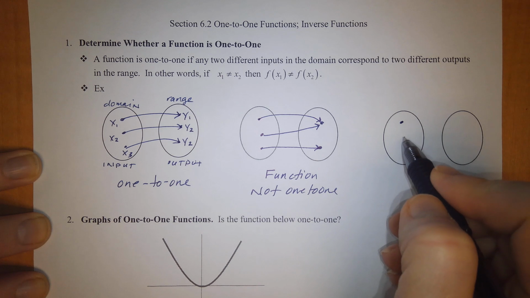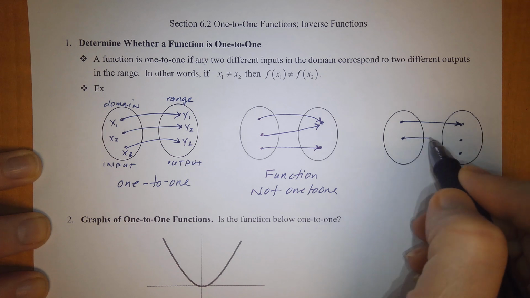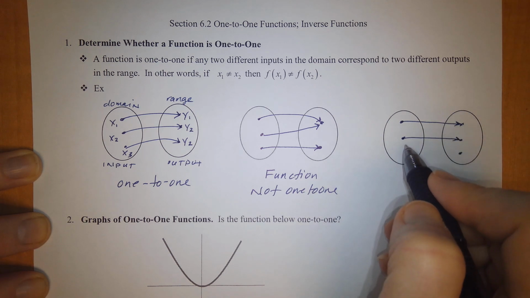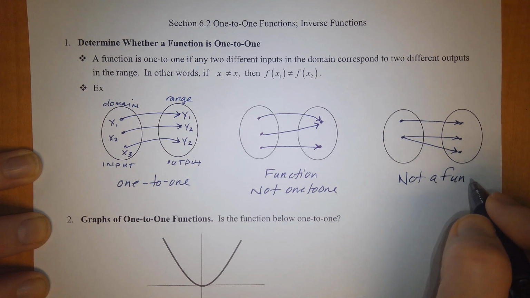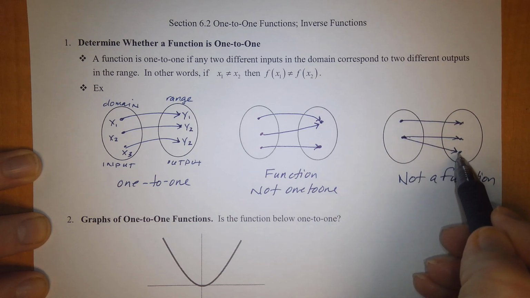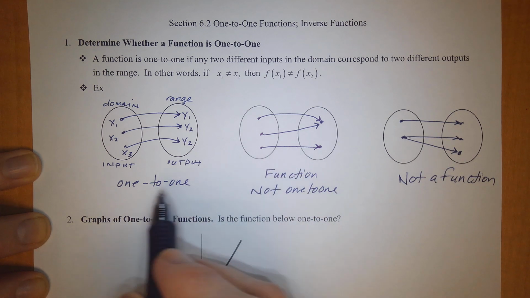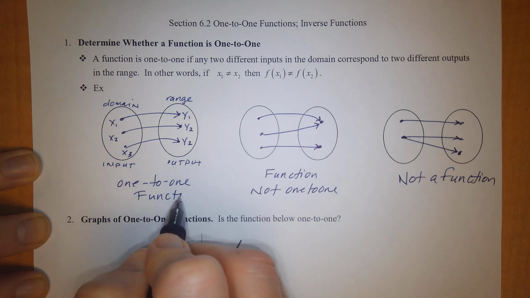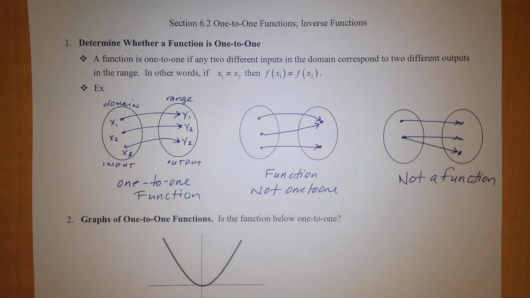What about this one over here? Well, this isn't even a function. This is not a function because this particular x is going to two different images, or two different y's, in the range. We don't discuss whether it's one-to-one or not because it's not even a function. We only discuss whether it's one-to-one if it's already a function. These two first graphs were functions, the first one being one-to-one, the second one was not, but the last one was not even a function.